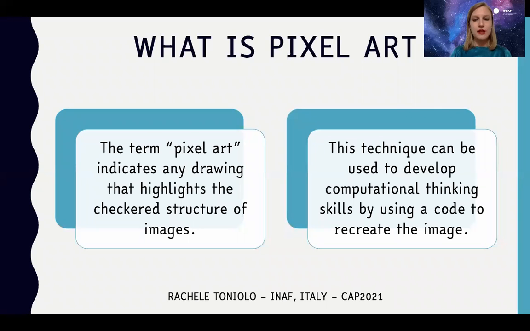The name pixel derives from the contraction of the words picture and element and is used to identify the smallest section of an image. The smaller and more numerous the pixels are, the less evident the grid is and more continuous and defined the image appears. Therefore, the term pixel art indicates any drawing that highlights the checked structure of images. This technique can be used to develop computational thinking skills by using a code to recreate the image made with pixel art.